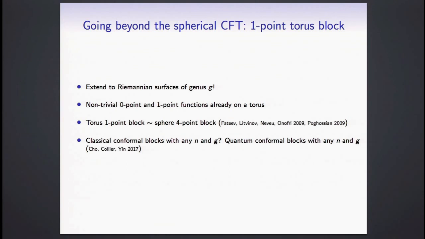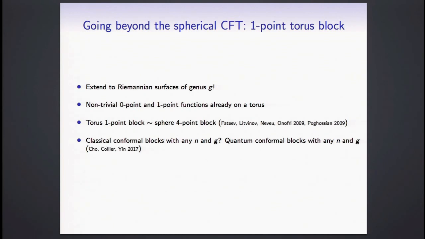And I should say that, contrary to the sphere case, the 0-point function and 1-point function are quite non-trivial functions on a torus. For example, the 0-point function is just a Virasoro character, while the 1-point function is as complicated as the 4-point function on a sphere. Moreover, these authors claim that there is a map between the 1-point torus function and the 4-point sphere function. So, 1-point torus blocks are quite non-trivial functions to study.